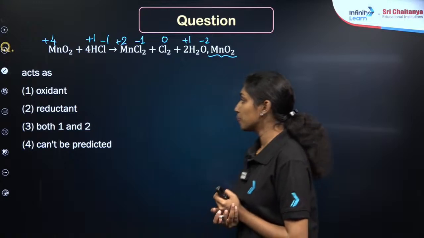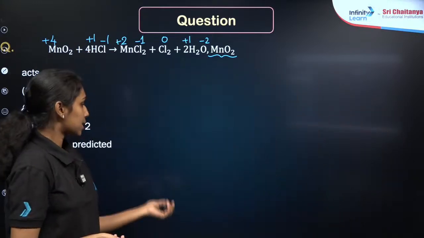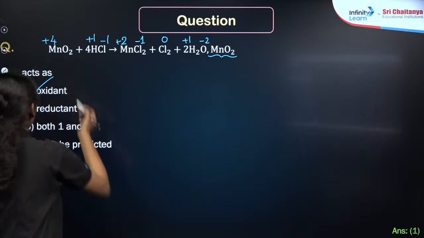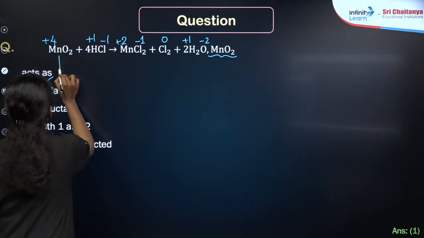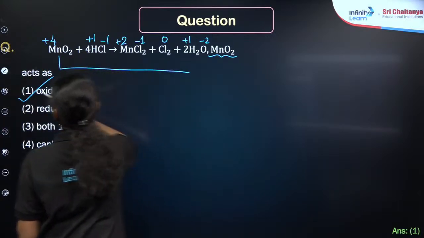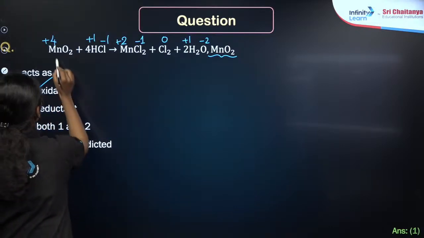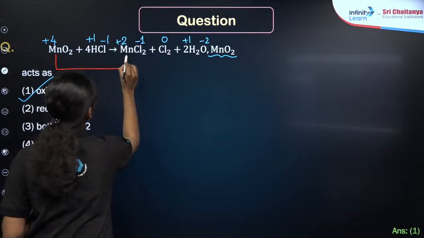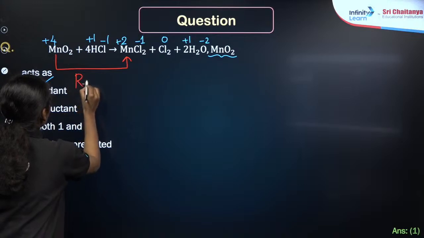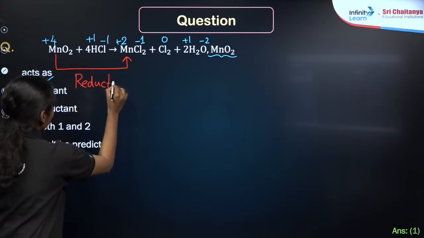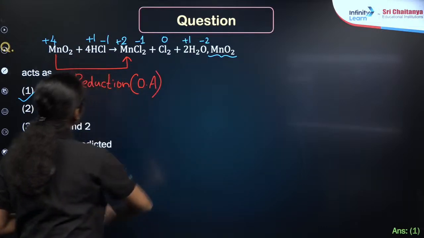What is the role of MnO2? Yes, option A, right? It will act as the oxidizing agent, which means that it helps in the oxidation or itself undergoes reduction, right? It changes its oxidation state from +4 to +2, which means it undergoes reduction, so that it will be taken as the oxidizing agent. Clear?